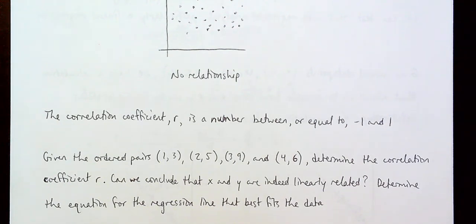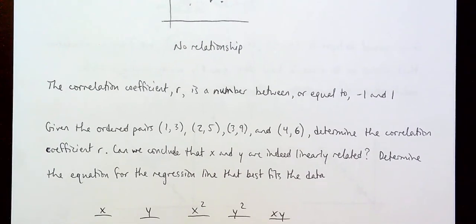So you'll be given some data points, some ordered pairs, and you'll have to find the correlation coefficient. You'll have to see if there is a large enough correlation coefficient to give us reason to think that there is a linear relationship between the two quantities, and then you'll have to find the A and B values that you have in your best fit line, or in your regression line. So let's get right into our first sample problem here.